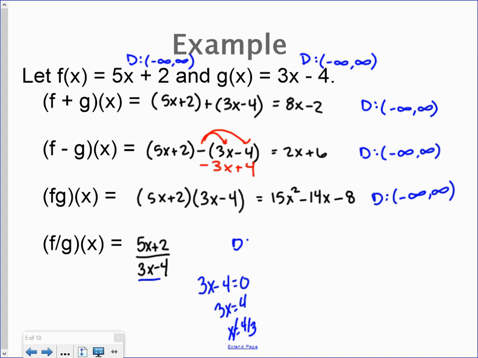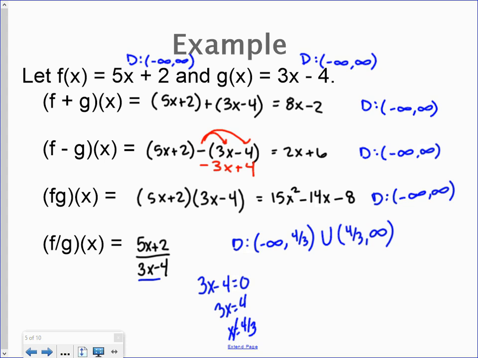So my domain would be negative infinity to 4/3 exclusive, use the parentheses, in union with 4/3 to positive infinity. So it's just skipping over 4/3, but everything else works. So it's not always 0 that doesn't work. It's whatever makes that denominator equal 0. So you might have to solve the denominator.